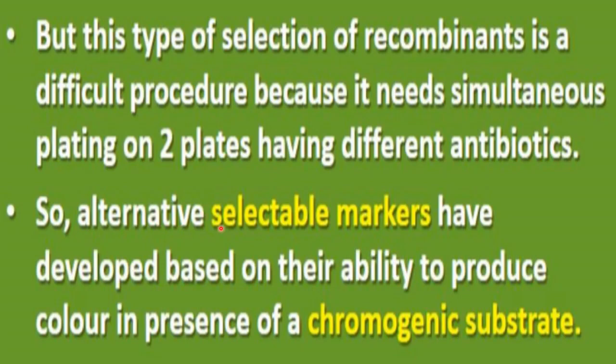So alternative selectable markers have been developed based on their ability to produce color in presence of a chromogenic substrate. Chromogenic substrate means the substrate that is responsible for producing the color. When this substrate is used by an enzyme, a color is produced, okay, and that type of substrate is called chromogenic substrate. So these types of markers will be alternative selectable markers, and about these markers we will discuss in the next lecture.